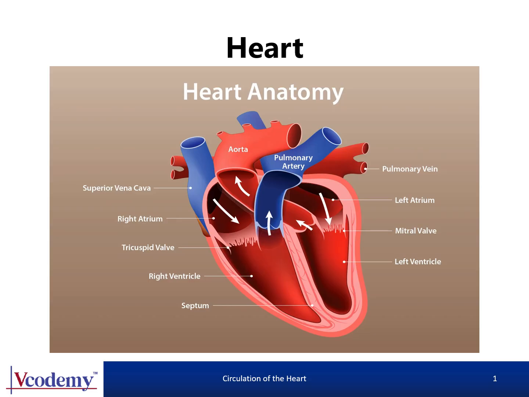And there are valves. These are all one-way valves which do not allow the backflow of blood. The tricuspid valve sits between the right atrium and right ventricle. The mitral, or bicuspid, valve is between the left atrium and left ventricle. The pulmonary valve controls flow from the right ventricle into the pulmonary artery. The aortic valve controls flow from the left ventricle into the aorta.